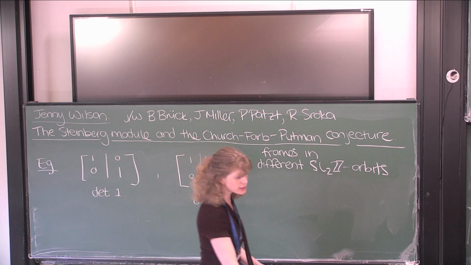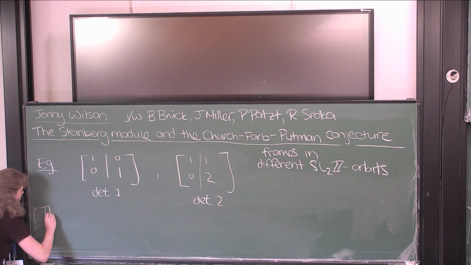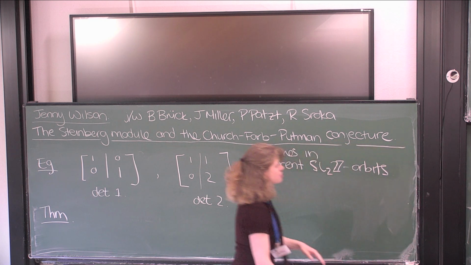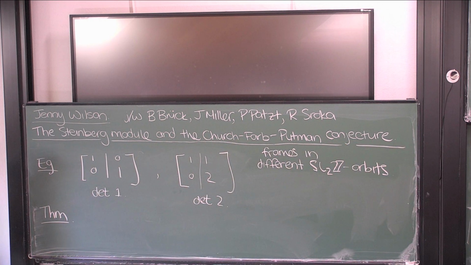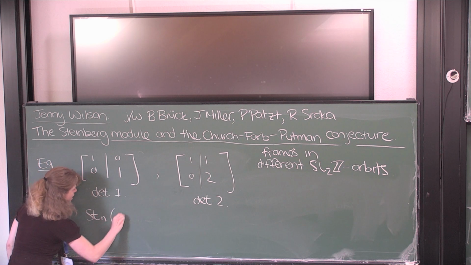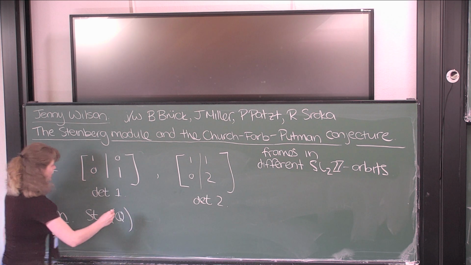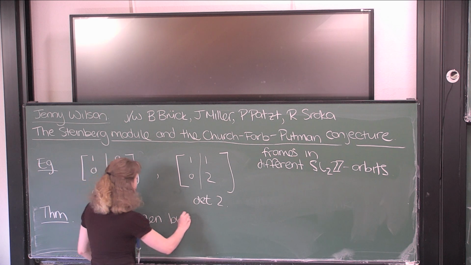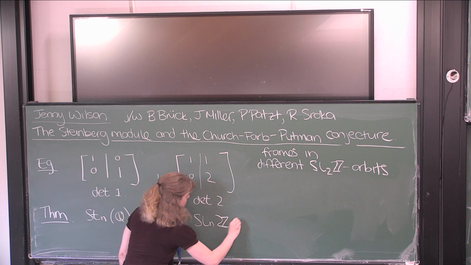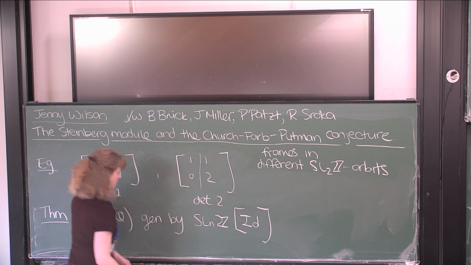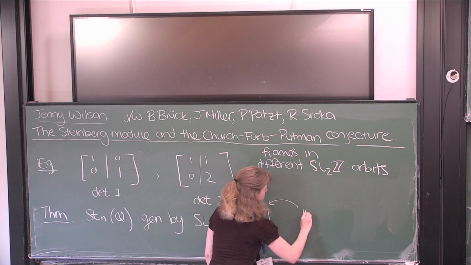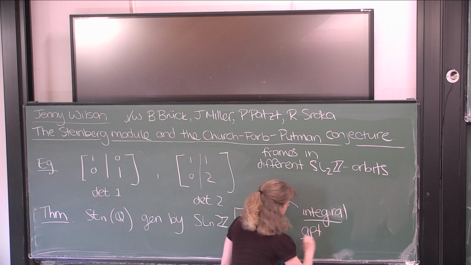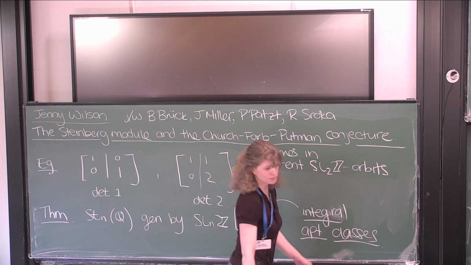But it's a theorem of Ash and Rudolph that, as we said, the Steinberg module is generated by apartment classes. The apartment classes are not a basis. And in fact, the Steinberg module is generated by integral classes. It's generated by, in this notation, the matrices of determinant 1. So these are our integral apartment classes.